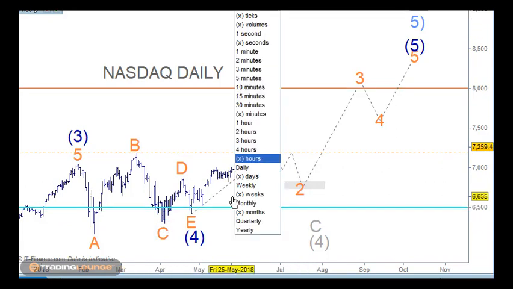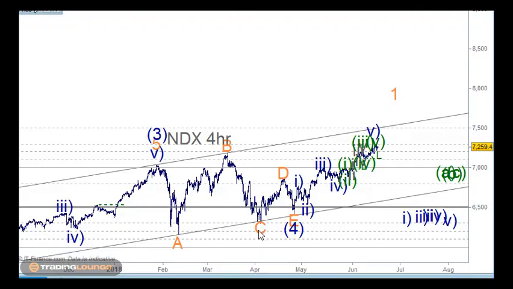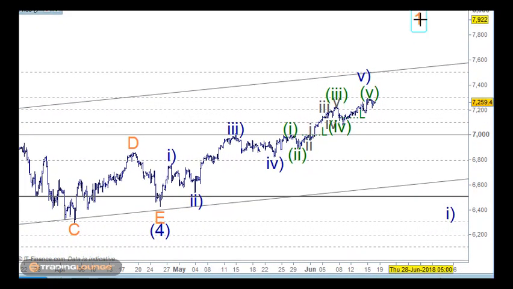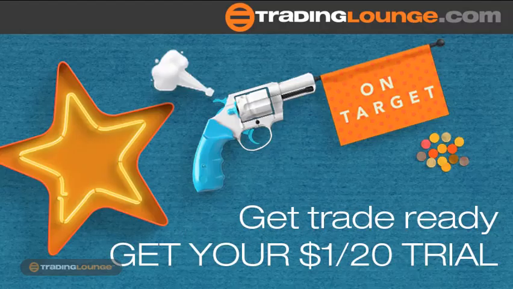So let's go into the 4-hour chart. I think, yeah, that would do the trick. So I'll just borrow this over here. So it's kind of bullish. It's kind of the same as the S&P, but it's just counted differently.